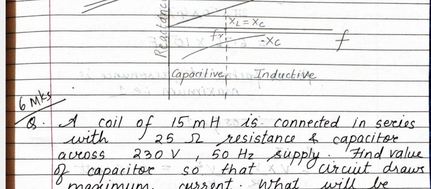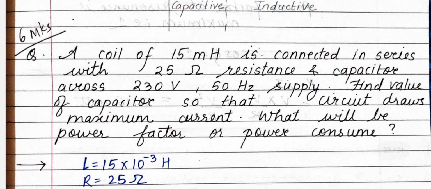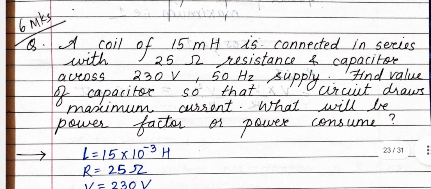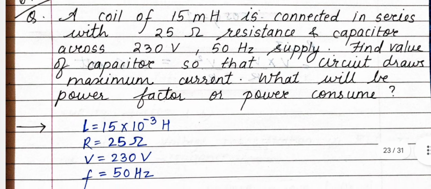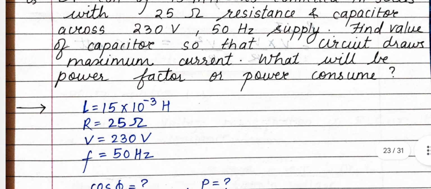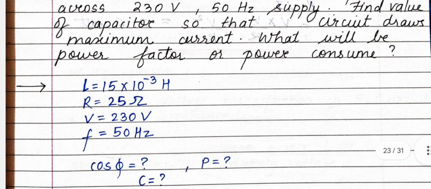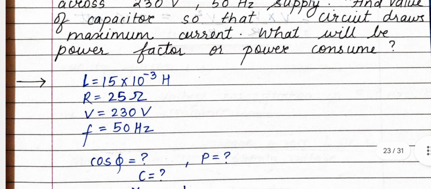So this was your resonance circuit in RLC, okay. Now we have this numerical which was asked for 6 marks. Again it was a PYQ. Here we have a numerical: a coil of 15 millihenry is connected in series with a 25 ohm resistance and a capacitor across a 230 volt 50 hertz supply. Find the value of the capacitor so that the circuit draws maximum current. What will be the power factor and power consumed?